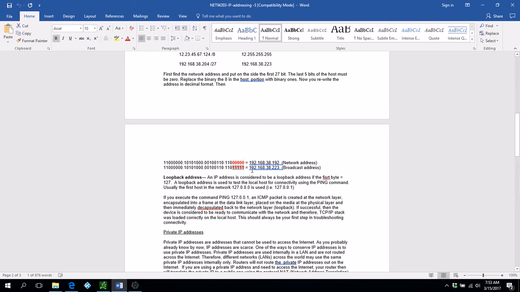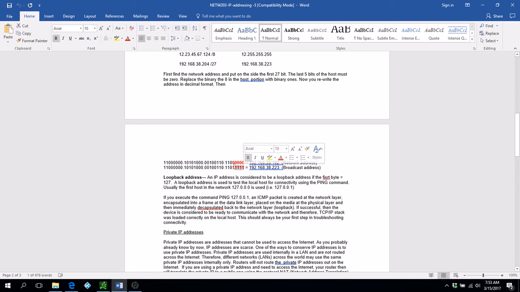So somebody gave me this address right here, 192.168.38.223, with a /27, and says to me, is this a network address, a broadcast address, or a host? You don't do any ANDing if somebody asks you this. What you do is you take the IP address, convert it into binary, put the first 27 bits on the side, that's the ones that are not in red, and then look at the last 5 bits, the host portion of the IP.